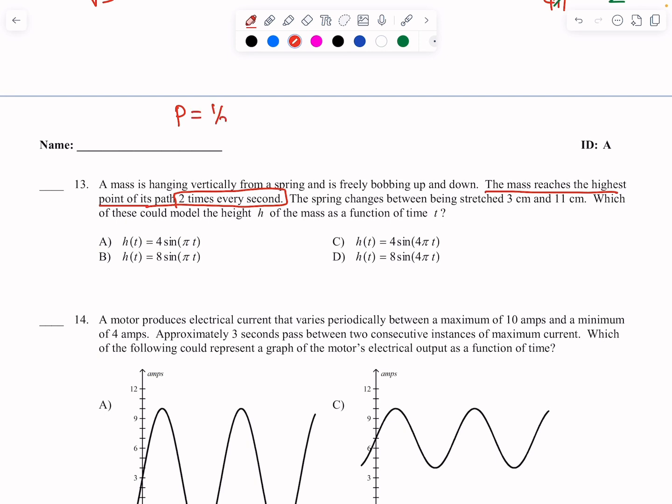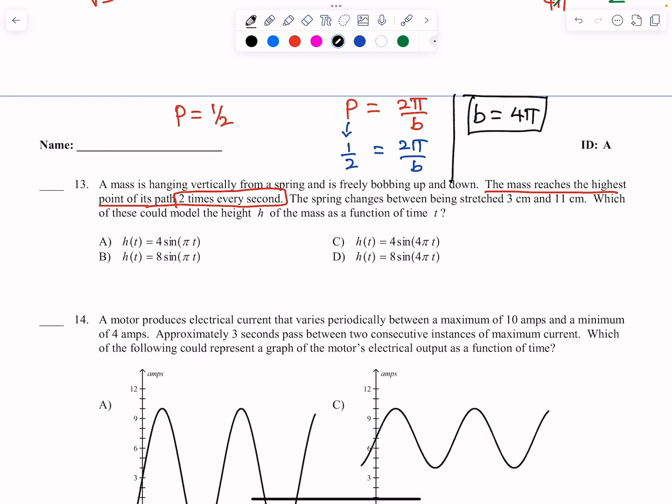So in that case, my period is just 1 over 2, right? Because every second, so that my period is 1 over 2. And now what I know is that I know a formula that connects the period and B, which is P equals 2 pi divided by B. So in this case, 1 over 2 equals 2 pi over B. Now I can find B. So cross multiply. If you cross multiply now, what do you have? You have your B equals 4 pi.